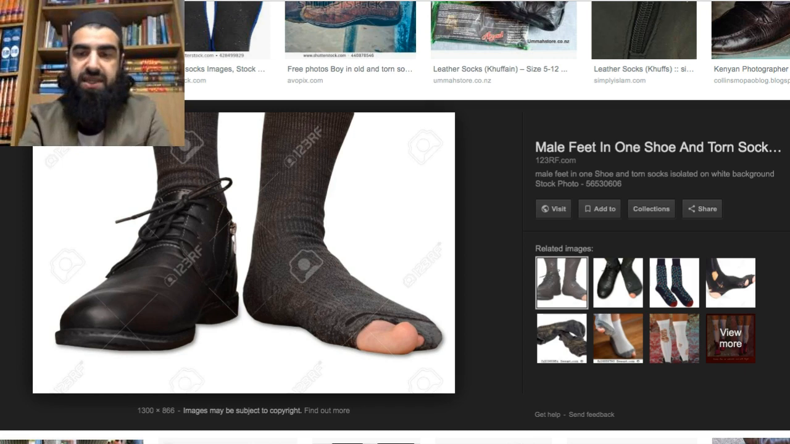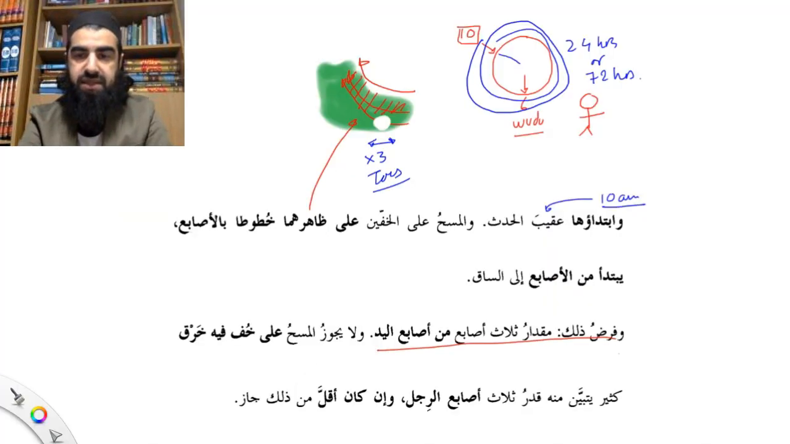Okay, so basically that's the lesson for today. I hope you guys have benefited from this and learnt about wiping over the leather socks. It starts the first time you break your wudu after wearing them, and you wipe over the top of them, and the minimum amount you have to wipe over is at least the surface area of 3 fingers. And you can't have a hole in there that's too big. And how much is too big? It's that 3 toes can fit into it.